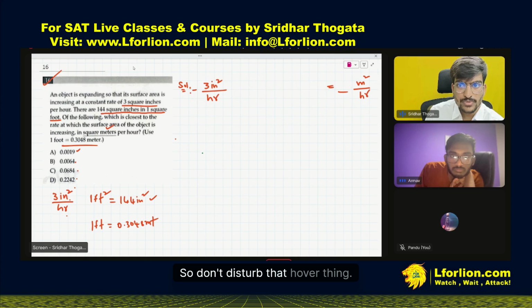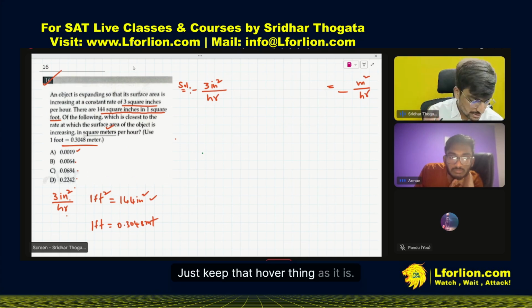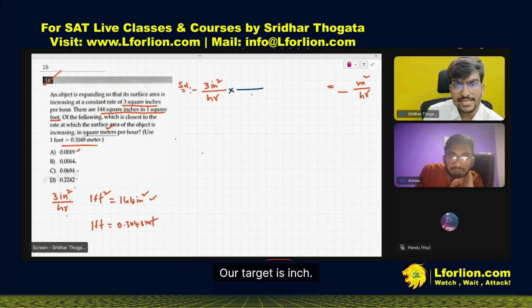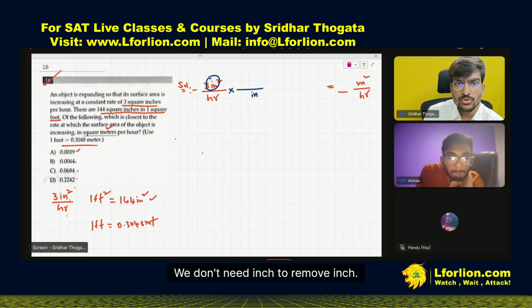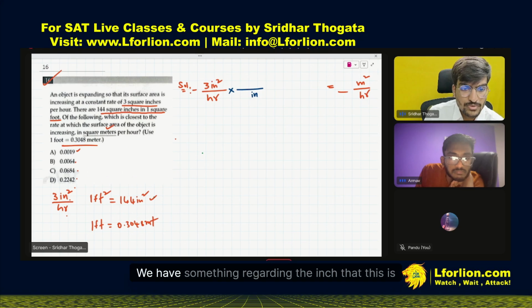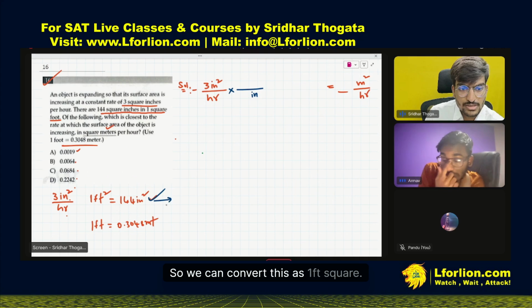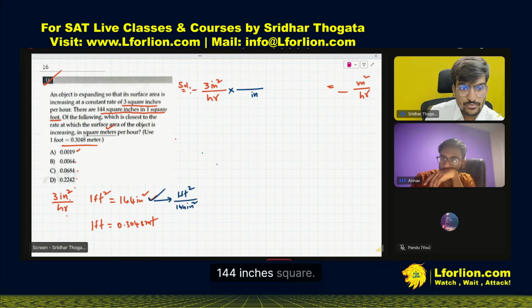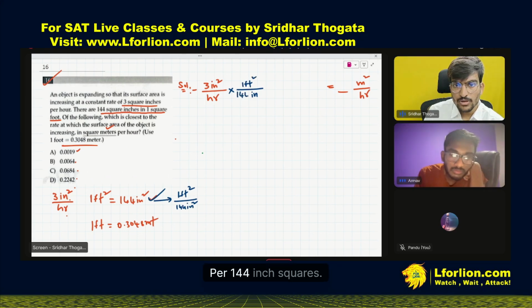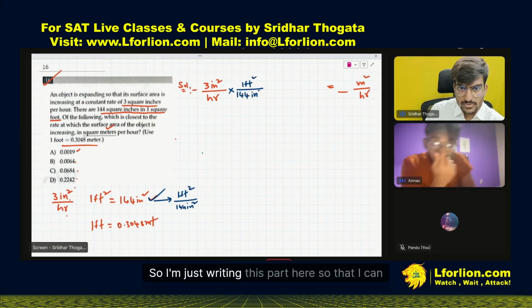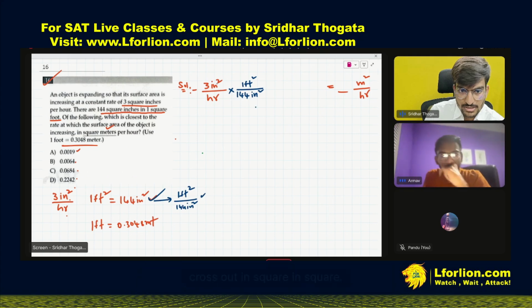So don't disturb that hour thing. Just keep that hour thing as it is. Is that clear? And then what we do here, our target is inch. We want to remove the inch. We want meter. We don't need inch. To remove inch, we write inch in the denominator. Do we have anything regarding the inch? We have something regarding the inch, this is the thing. So we can convert this as 1 feet square per 144 inch square, right? I'm just writing this part here so that I can cross out inch square.